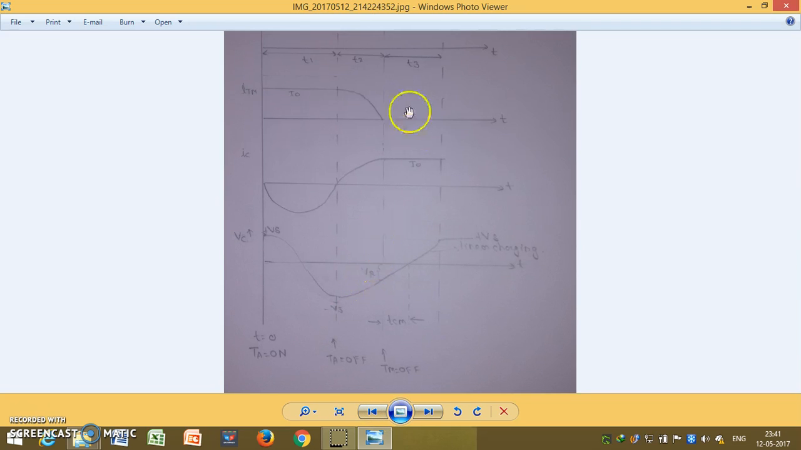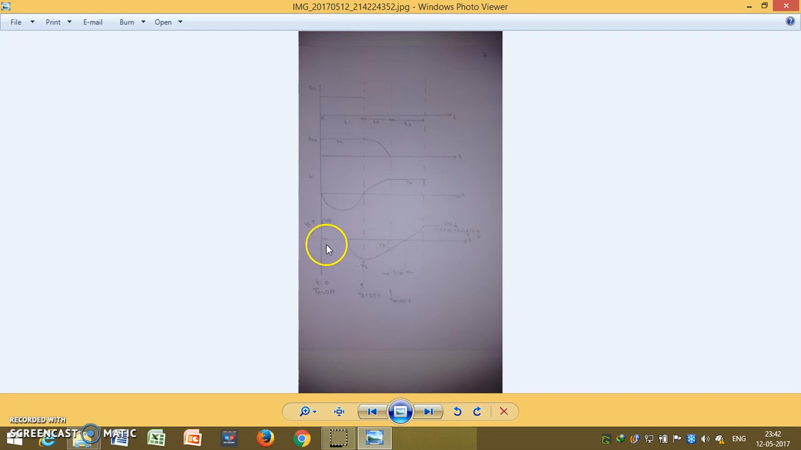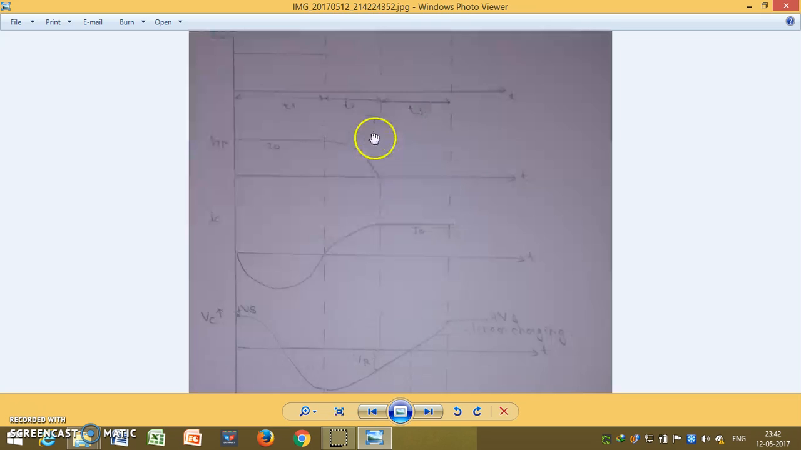we are discussing that in this condition the thyristor is off, but at that point reverse voltage is applied across the thyristor. What was that reverse bias voltage? We have to derive that reverse bias voltage. Now at the end of this, Vc equals Vs cos of pi plus omega naught T2. Why pi plus omega naught T2? Because this is pi plus omega naught T2.